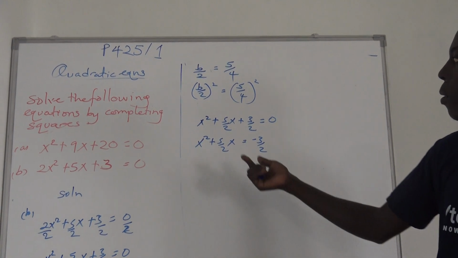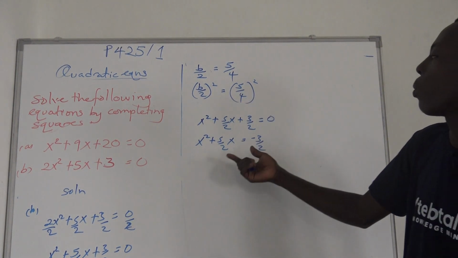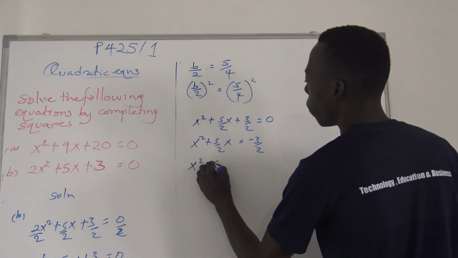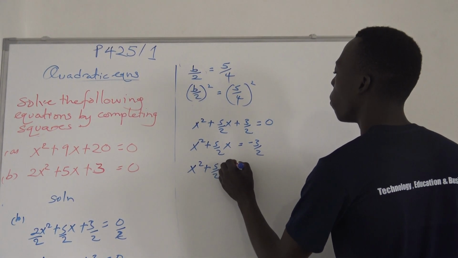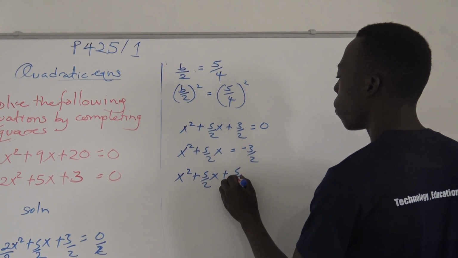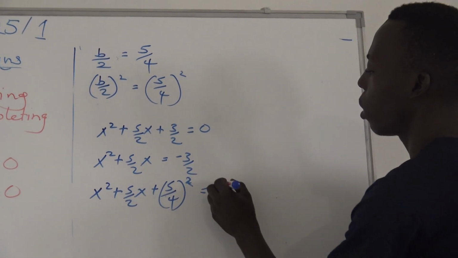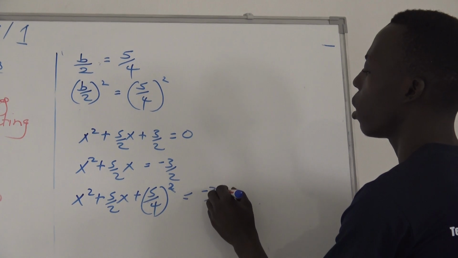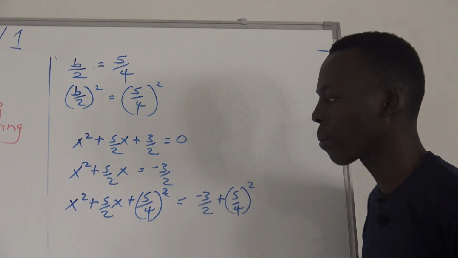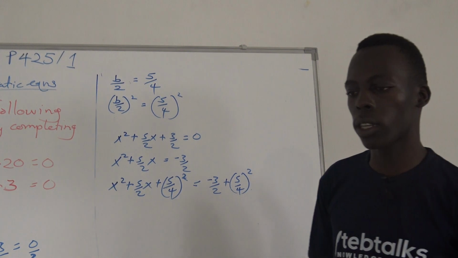Then from there, we said what we have squared, the result we get after squaring, we add it on both sides. So this one becomes x squared plus 5 out of 2x, plus 5 out of 4 squared, equaling negative 3 out of 2, plus 5 out of 4, the whole thing squared. So that will be the result after adding what we squared on both sides.